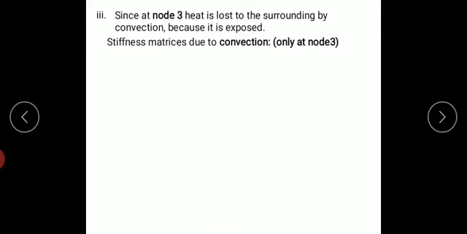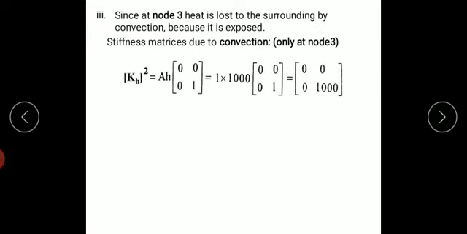Okay, fine. So next, that is the third step, I need to find the heat convection. Now where is convection happening? Convection is happening at element 2, that too at node 3, since at node 3 heat is lost to the surroundings by convection because it is exposed. What is the T infinity value? Minus 5 degrees Celsius. So the stiffness matrix due to convection is only at node 3.